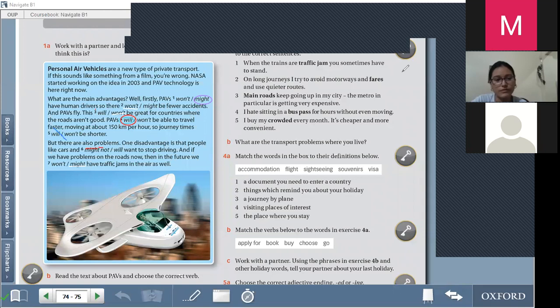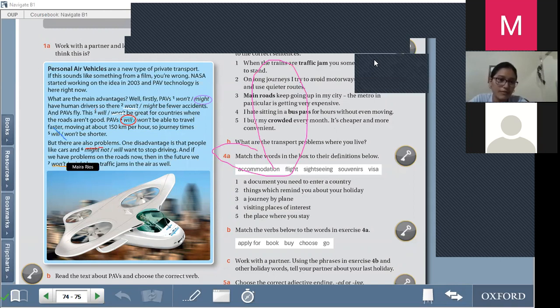I think it's, then in the future, we won't have traffic jams in the air. No, well, okay. And if we have problems on the road now, then in the future, we might. Sorry, we might.